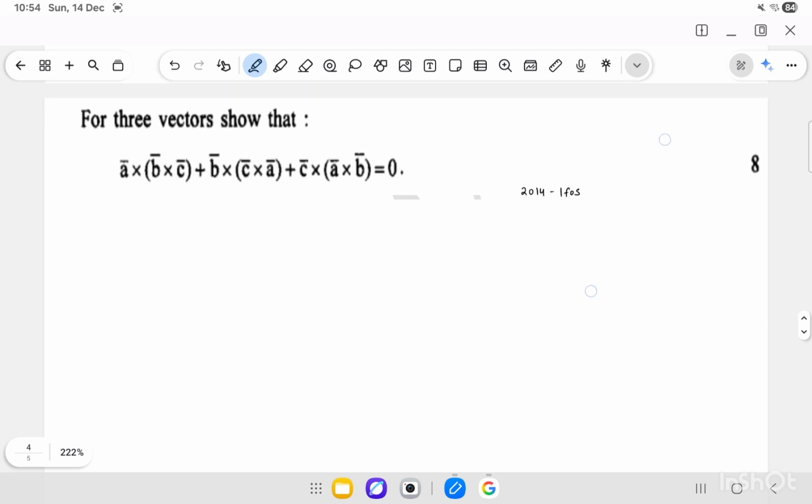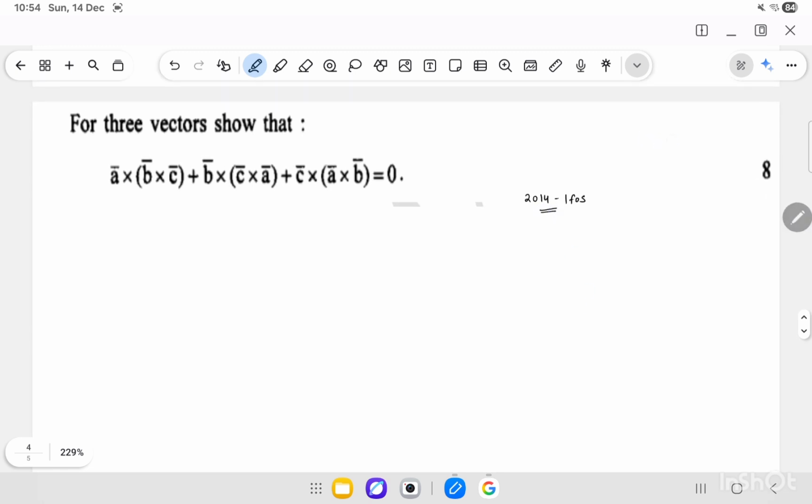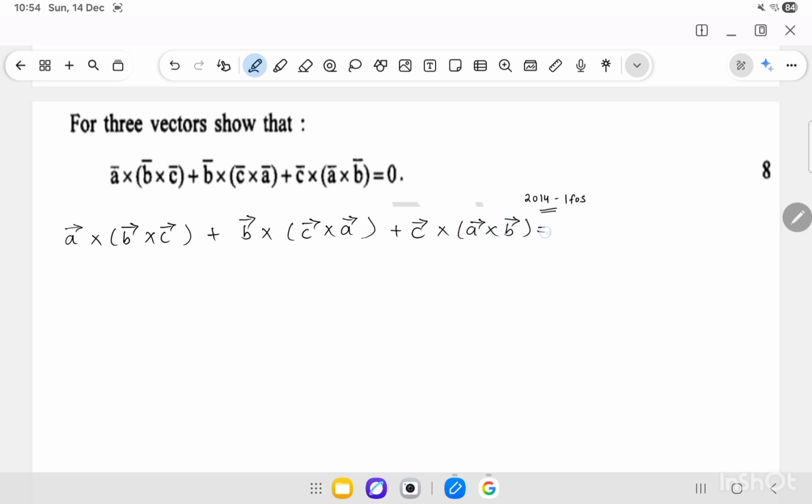Let's move on to discuss the third question that was asked in 2014 for a service examination. So the question is, for three vectors show that this relation holds. So we are supposed to show that this is equal to 0. For that, we'll expand each of these terms individually and see if any of the terms balance each other or not. So a vector cross b vector cross c vector plus b vector cross c vector cross a vector plus c vector cross a vector cross b vector equals 0. That's what we were supposed to prove.